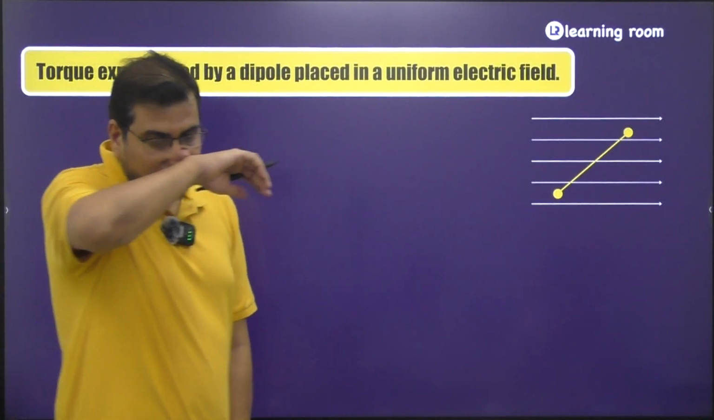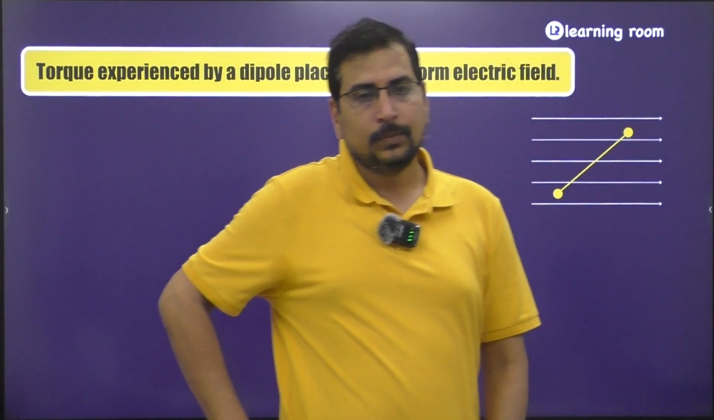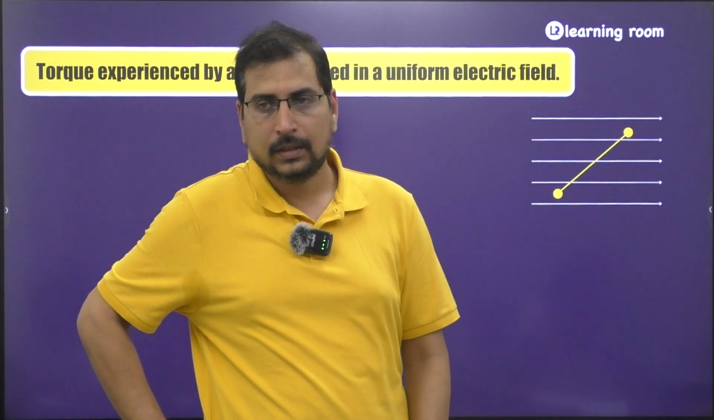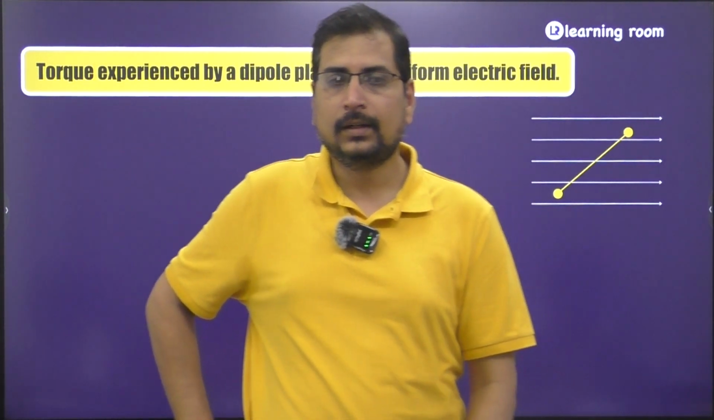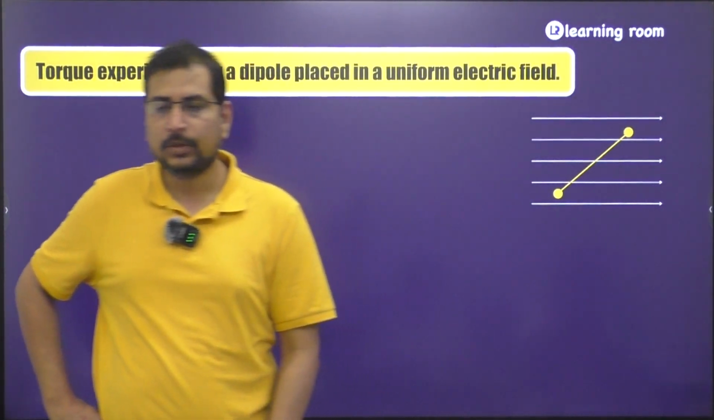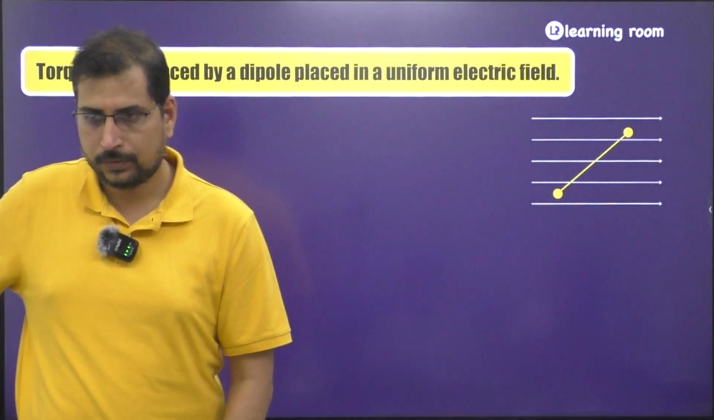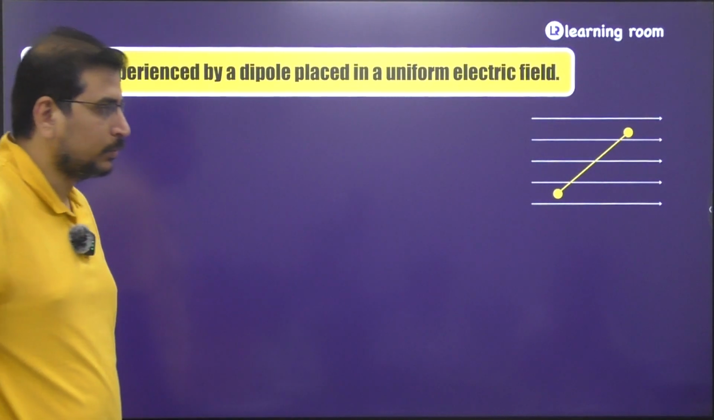So, in the previous class, we saw the derivations related to the electric field due to a dipole at axial and equatorial points. As I told you, they both are important ones. You need to practice those derivations as well.